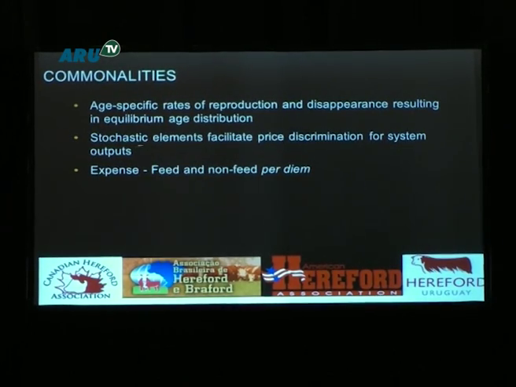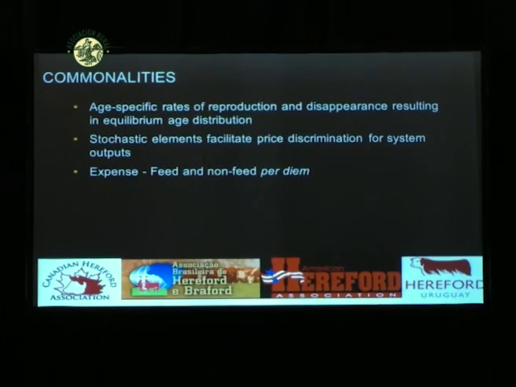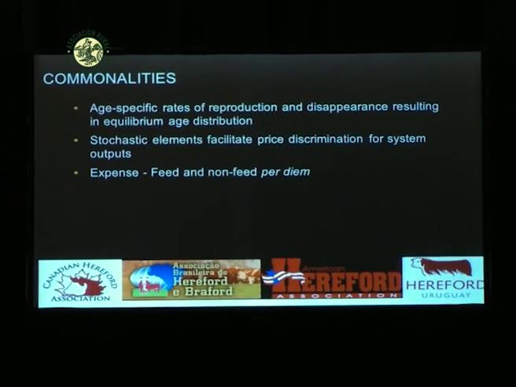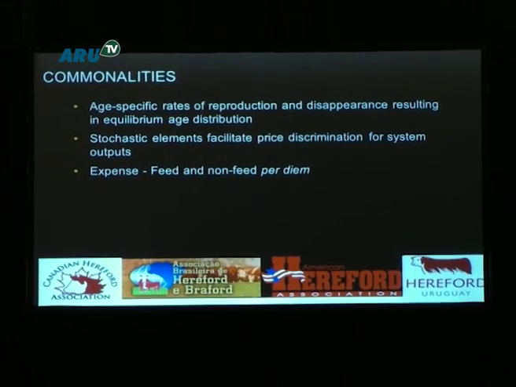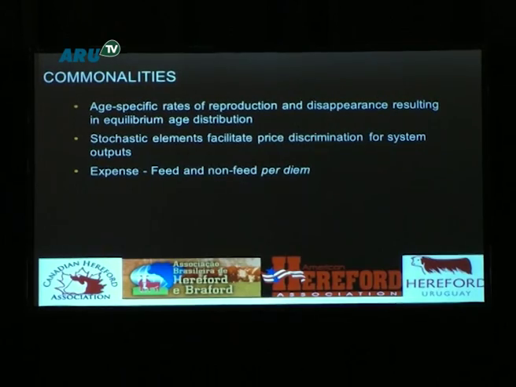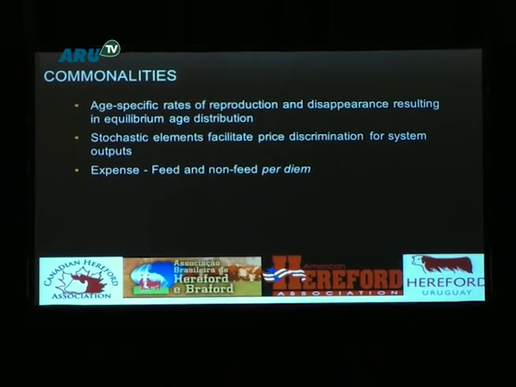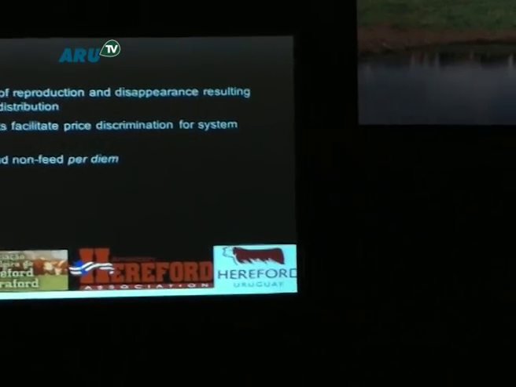I use random elements or stochastic elements to facilitate price discrimination for outputs. In the US, that price discrimination is carcass weight, marbling, and yield grade. In other places, that might be carcass weight and age, teeth, if you will, and fat cover. And I look at expense both arising from feed and per diem costs. So I separate those.